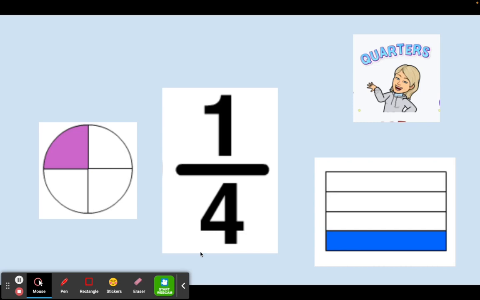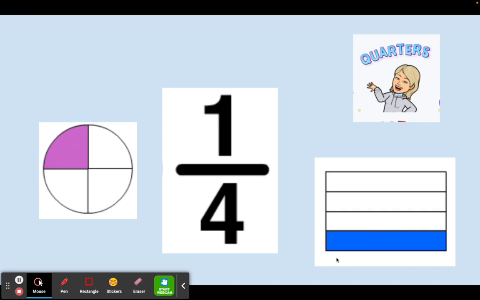This one here is the fraction symbol, a quarter. And remember, the bottom number tells us there should be four parts. That's why we call them quarters. Here is our whole circle, and it has been broken into four even sections, or four equal sections. And that's really important with fractions, that each section is exactly the same. So we have 1/4 of our whole circle coloured in purple here.